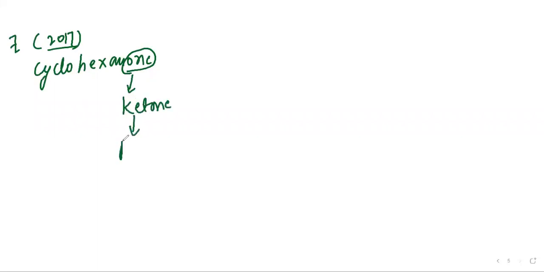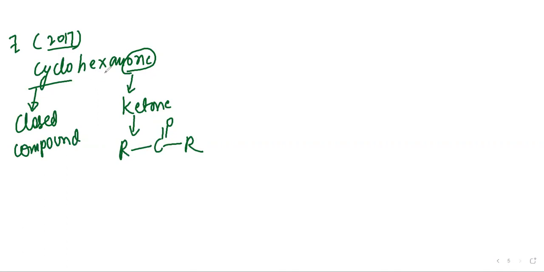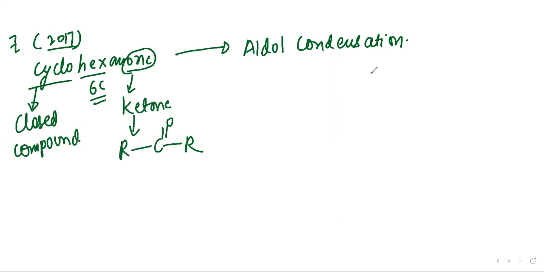And as we know, the ketone general formula is R C double bond O R. Cyclo means it will be a closed compound. And hex means 6 carbon. So I will write the first cyclo compound undergoing aldol condensation, followed by heating.